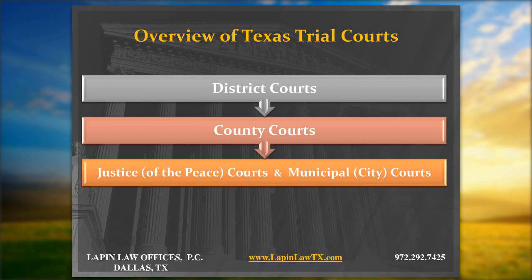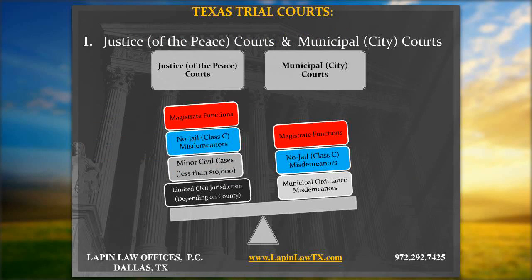At the trial court level, we have 4 courts at 3 different levels. We have justice of the peace courts, municipal courts at the lowest level. At the intermediate or middle level, we have county courts. And then at the top level, we have district courts. Again, at the lowest level, the justice of the peace courts and the municipal courts, we see that their jurisdiction is substantially similar.